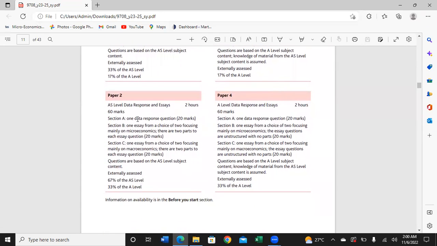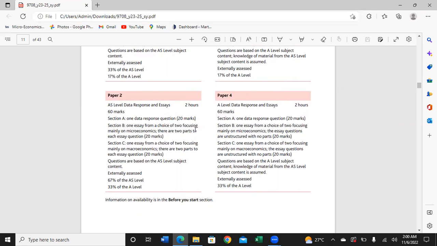So paper 2, AS level, data response and essays. Now they have increased the marks to 60 marks. Previously it had 40 marks. So I will show you the paper as well. Here we find that it now has 2 hours instead of 1 hour and 30 minutes. So it now has 3 sections. Previously there were 2 sections.